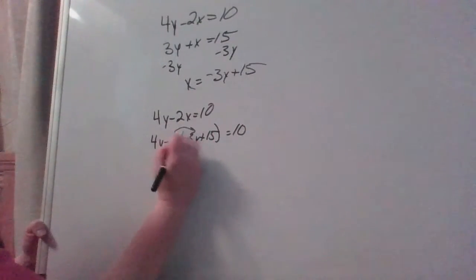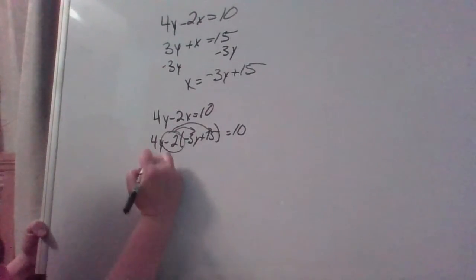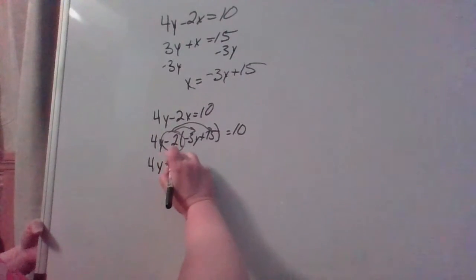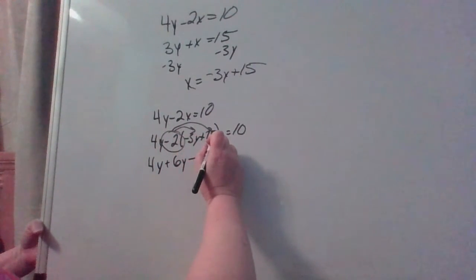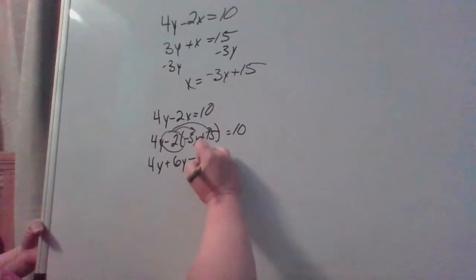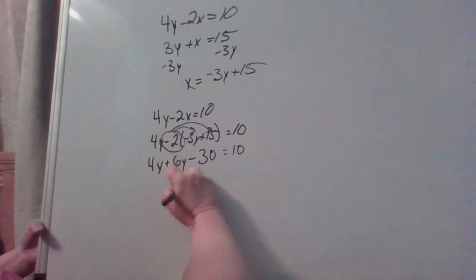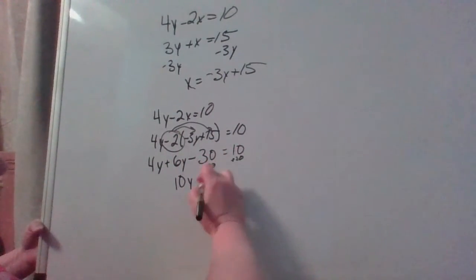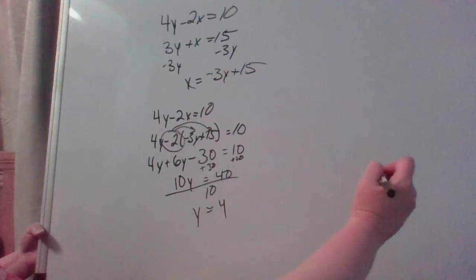Okay, remember you're going to distribute here, and remember that you're distributing -2 because of that subtraction sign. Negative times a negative would be positive. And that, I think, is a 15. Negative times a positive would be minus 30. And then we combine our like terms, add 30 to both sides, and I get 10y equals 40. Divide by 10, and I get y equals 4.